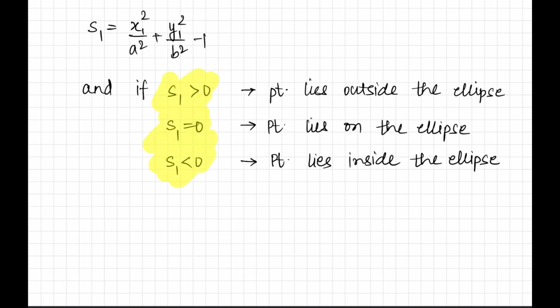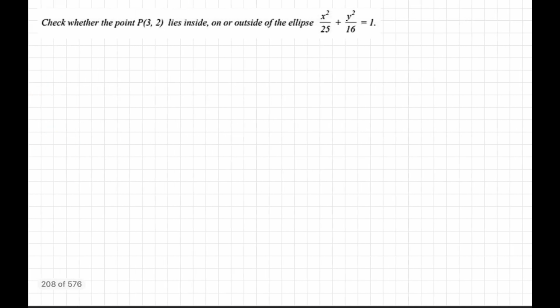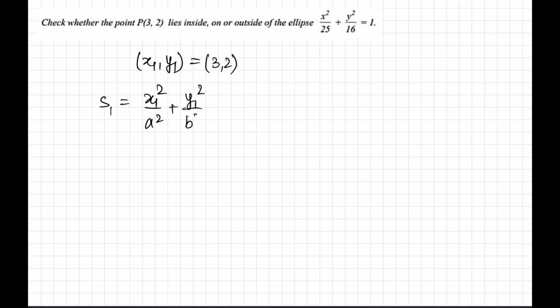Now let us look at a simple question based on this concept. Here it says check whether the point 3, 2 lies inside, on or outside the ellipse. So this is the equation of the ellipse that is given to us. Since we have to check this point, let us say x1, y1 is equal to 3, 2. And we know S1 is given as x1 square by a square plus y1 square by b square minus 1. So we put in the values.